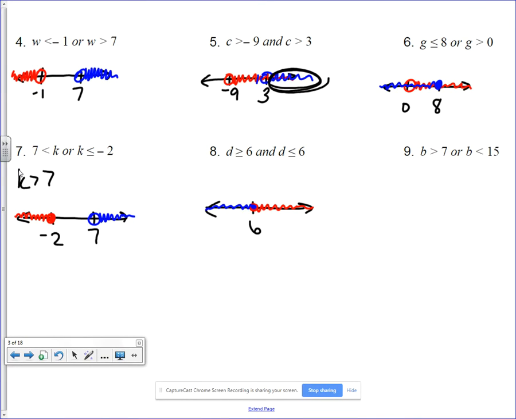And Sarah, is this an and problem or an or problem? It's and, means I need the overlap. Where do those two colors overlap? Just at 6. Do you see how that's the only place that both the red and the blue are meshing together? It's only at 6. That is my only answer. That is the only solution to this set of inequalities.